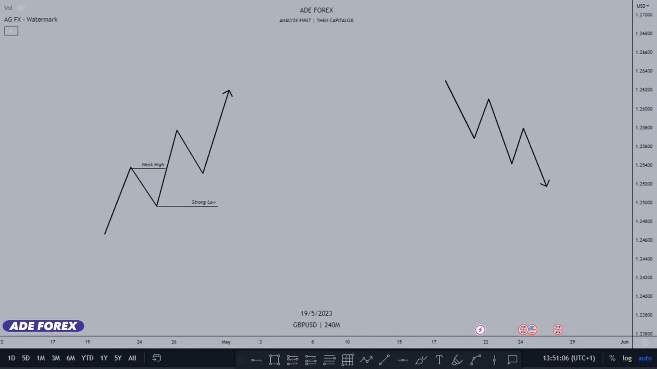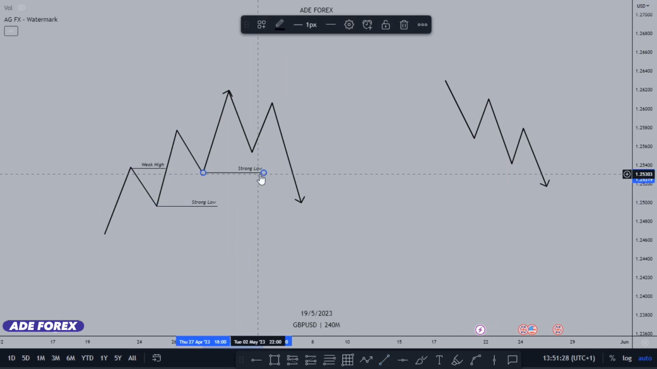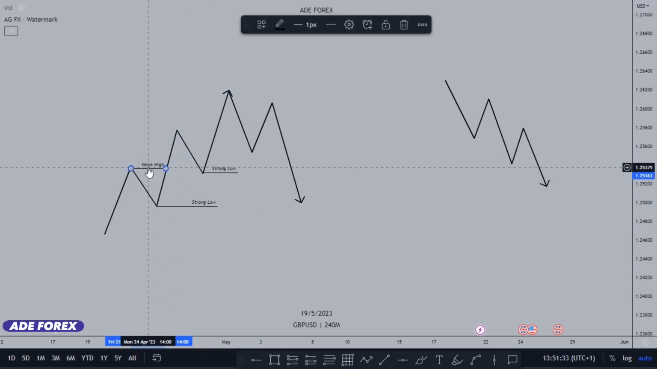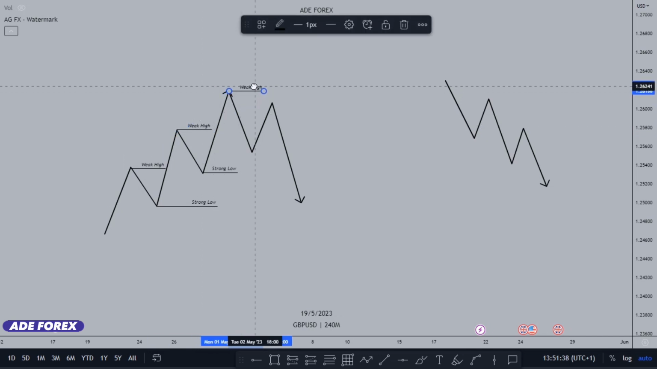So now let's assume. Now let me just delete this. Let's assume we had this, then the market came up here and then broke structure like this. Now what do we call this? Let me annotate it, or let me just duplicate them. So we have this strong low, we have this weak high, and then we have what? Is this a weak high or a strong low?